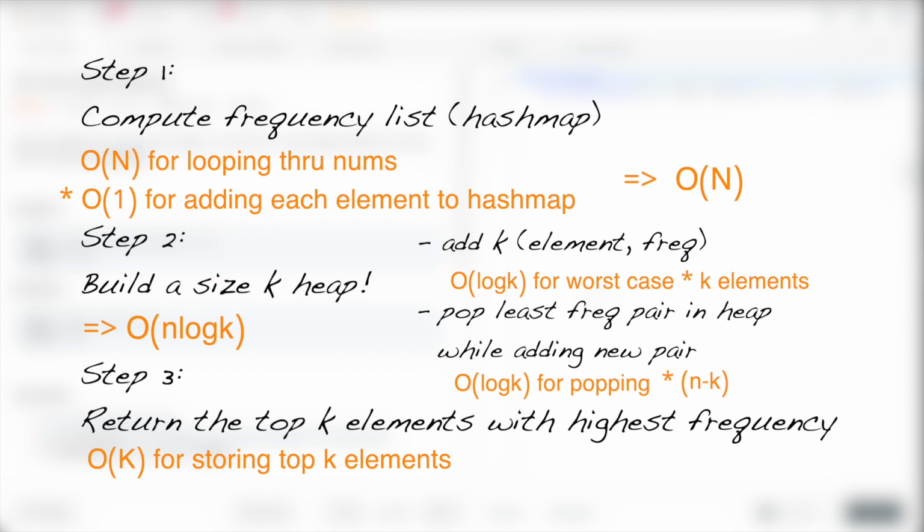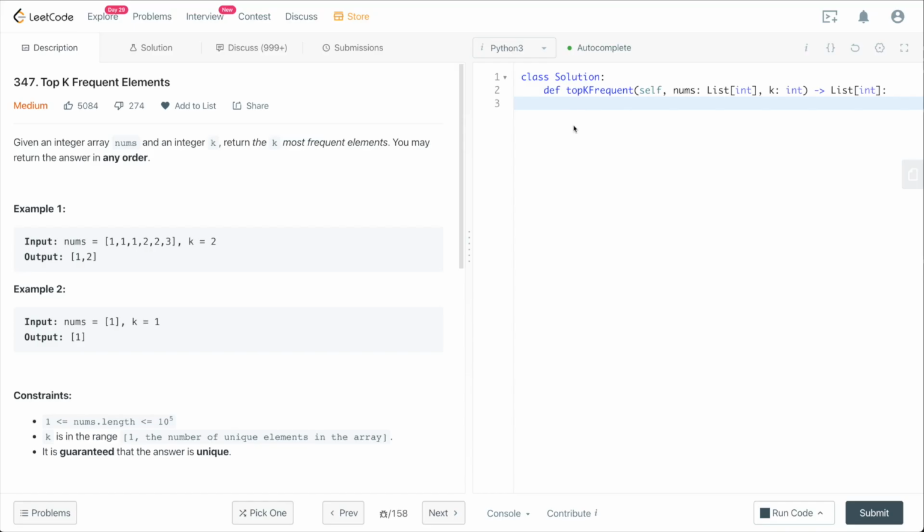And then once we have this size k heap computed, we can just add those elements into a list and return that list. The runtime for that is going to be big O of k. So in total, this solution is going to be big O of n log k runtime, slightly better than our big O of n log n runtime. So now let's start coding this out.